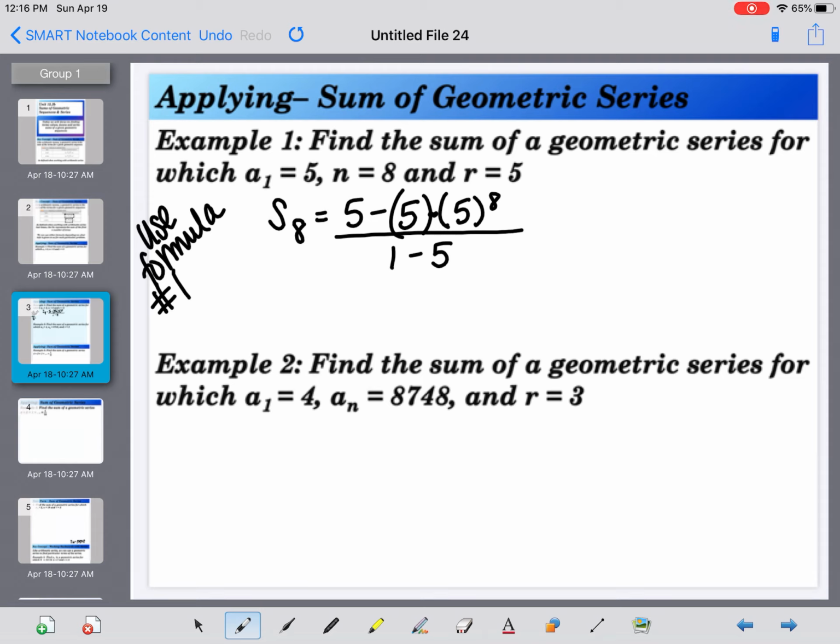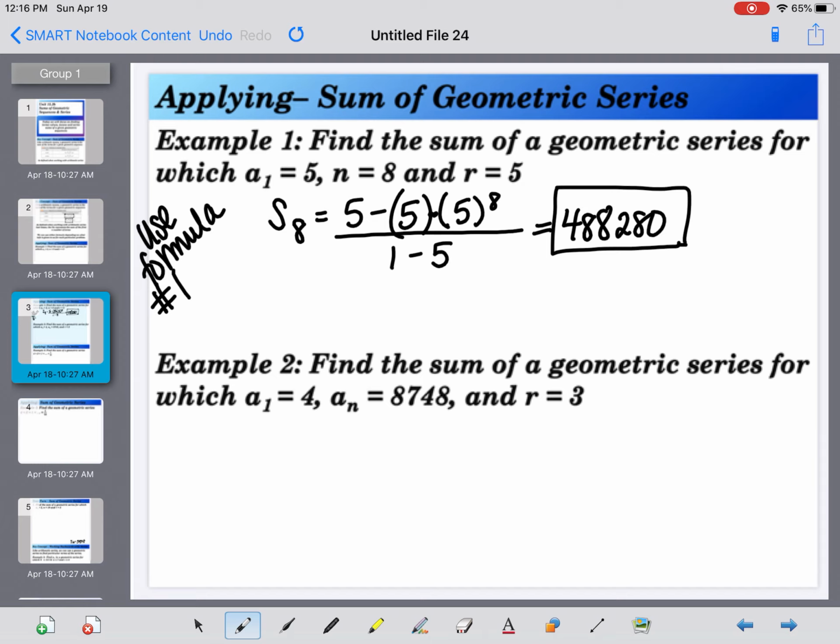Okay, so we set this all up. You can plug it into your calculator exactly as it appears. Be so careful of those order of operations if you are doing it step by step. And we find that the sum, or the total of those first 8 terms when we add them up, is 488,280.